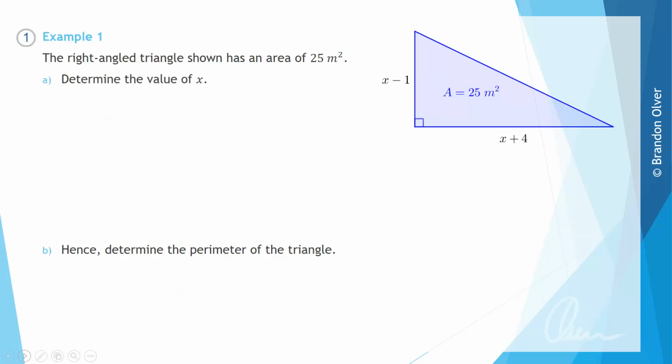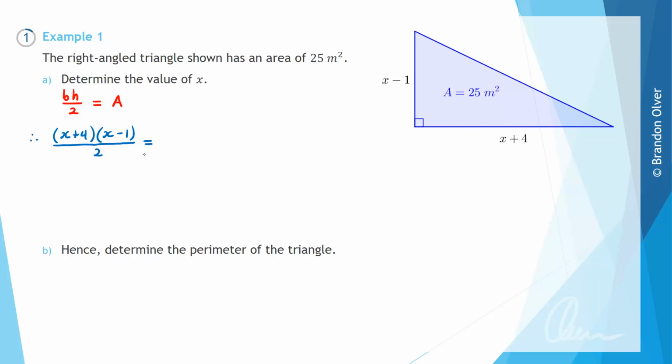So our first example includes a right angled triangle that has an area of 25 meters squared. We can see that one of the lengths is x minus 1 and the other length is x plus 4. For part A, we're asked to determine the value of x. First of all, we know that the area of a triangle is given by the base times the height over 2, and that's going to equal the area. So for this question, the base length is x plus 4, and the height is x subtract 1, and we divide that by 2, and that's an expression involving x that now captures the area.